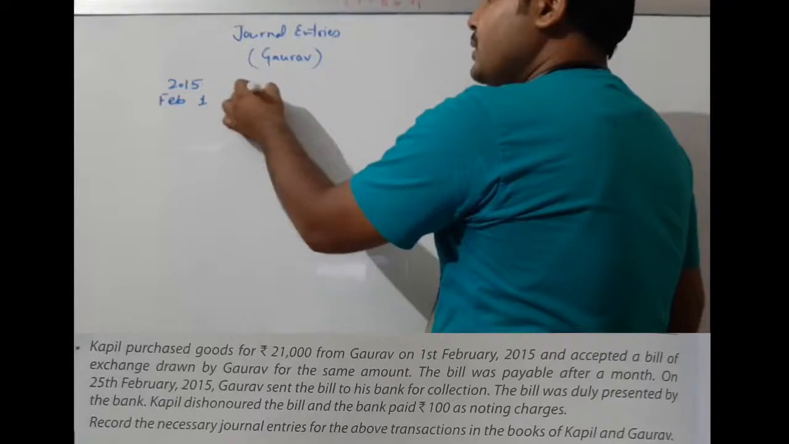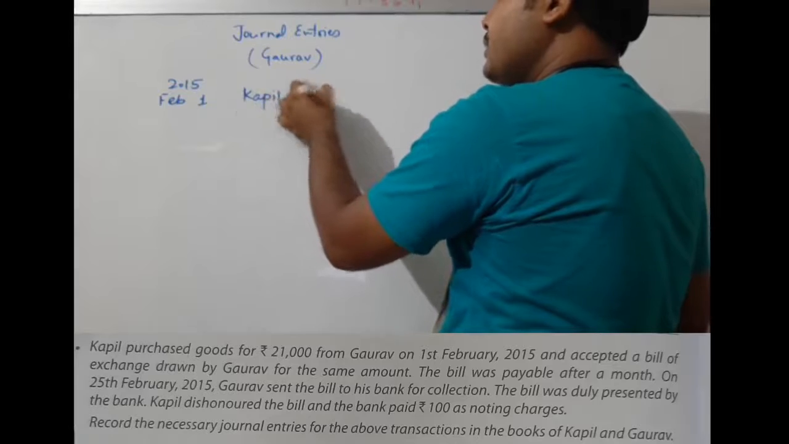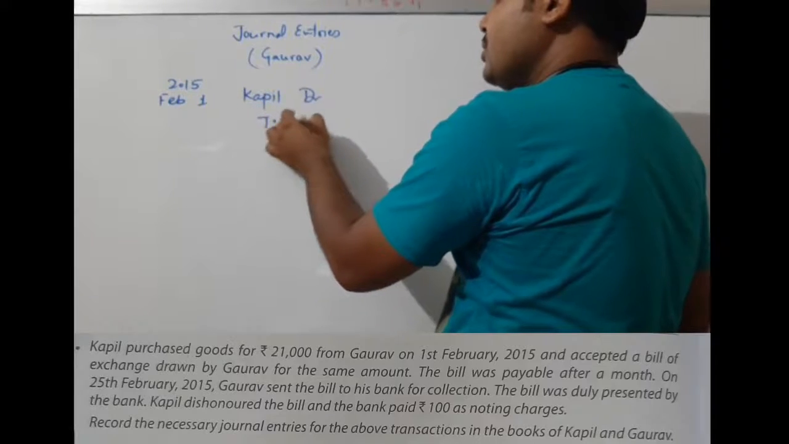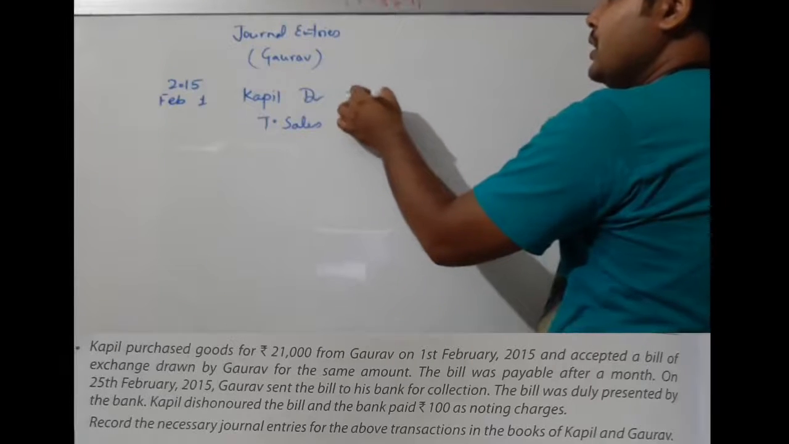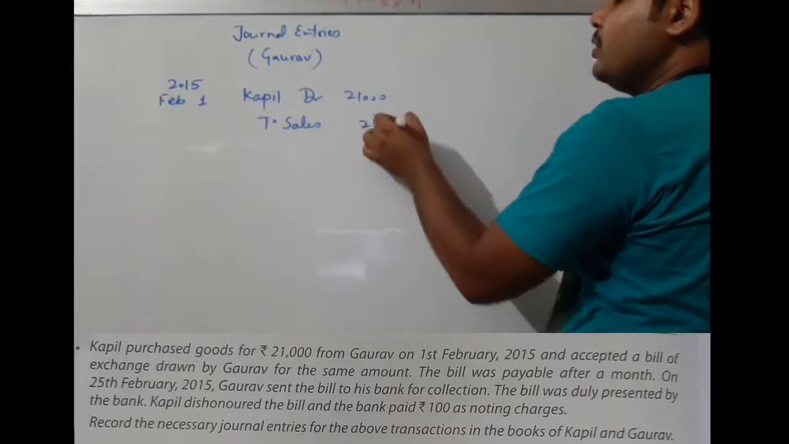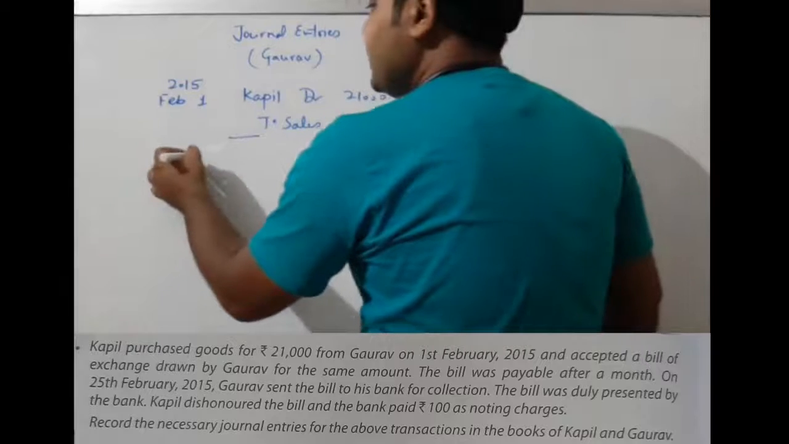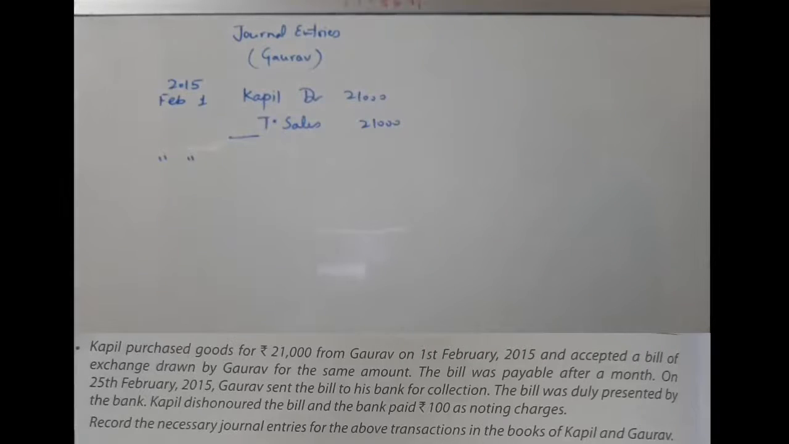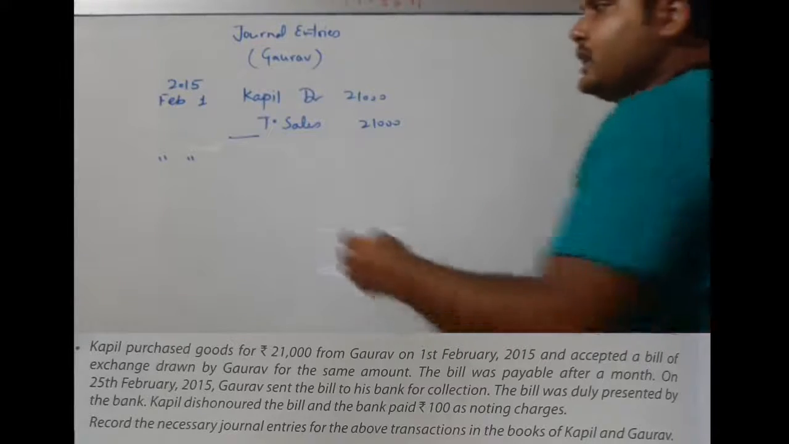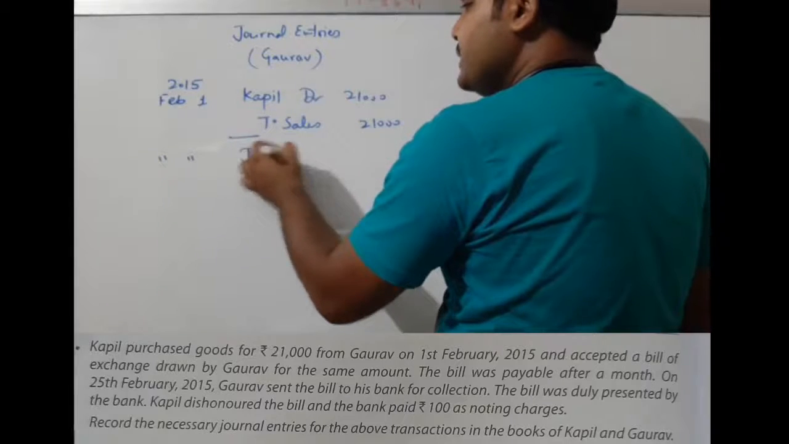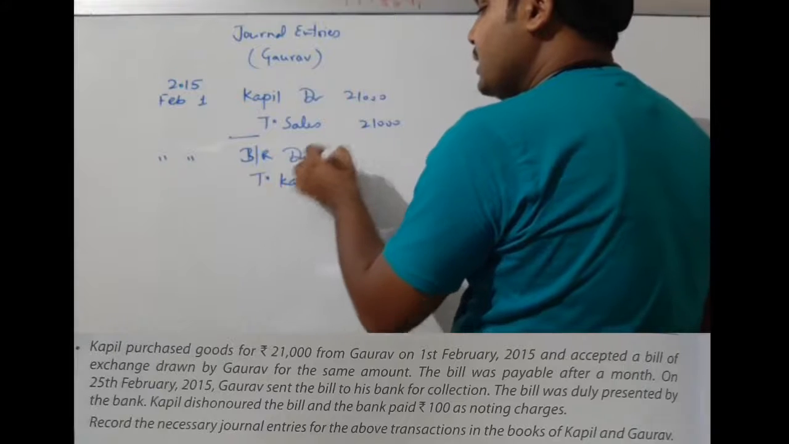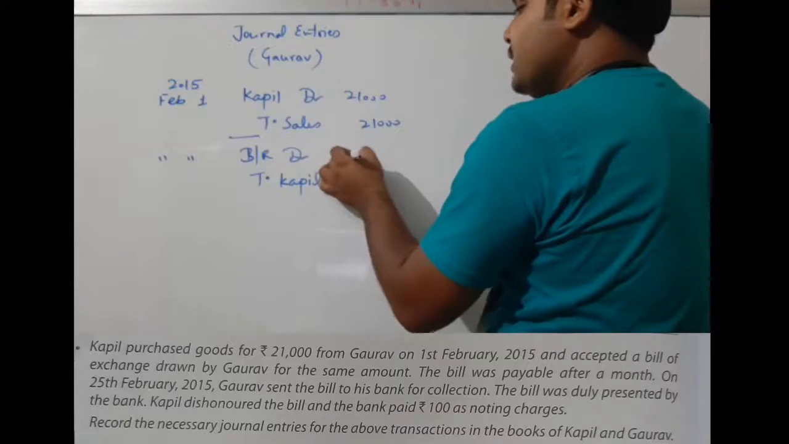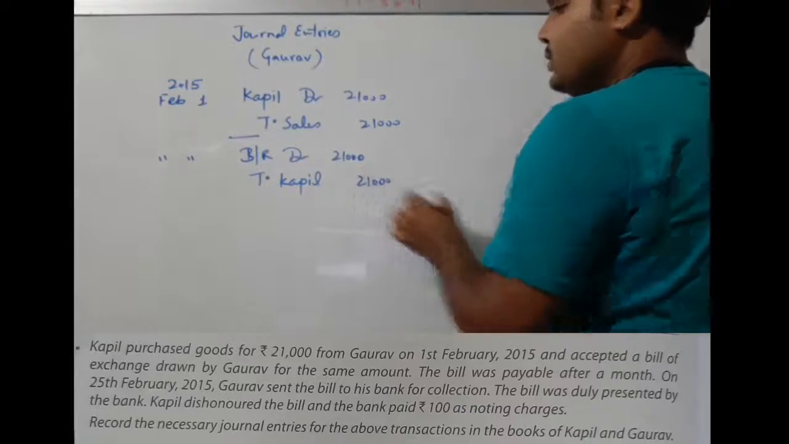Kapil account debit to sales. For what amount? The amount will be 21,000. And Kapil must have made the purchase. On the same date, you know very well, Kapil accepted the bill and gave it to Gaurav. So the entry will be bills receivable account to Kapil. And what is the amount of the bill? That is 21,000 and 21,000.